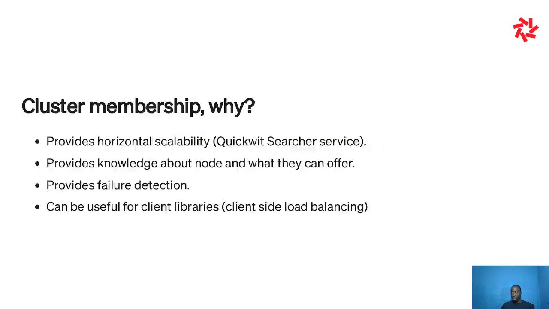And why do we need it? We need it to provide horizontal scalability. If you take Quickwit, for instance, we provide a distributed search. So our searcher service needs this functionality because we have many nodes and they need to work together to provide the functionality that is expected from our users.